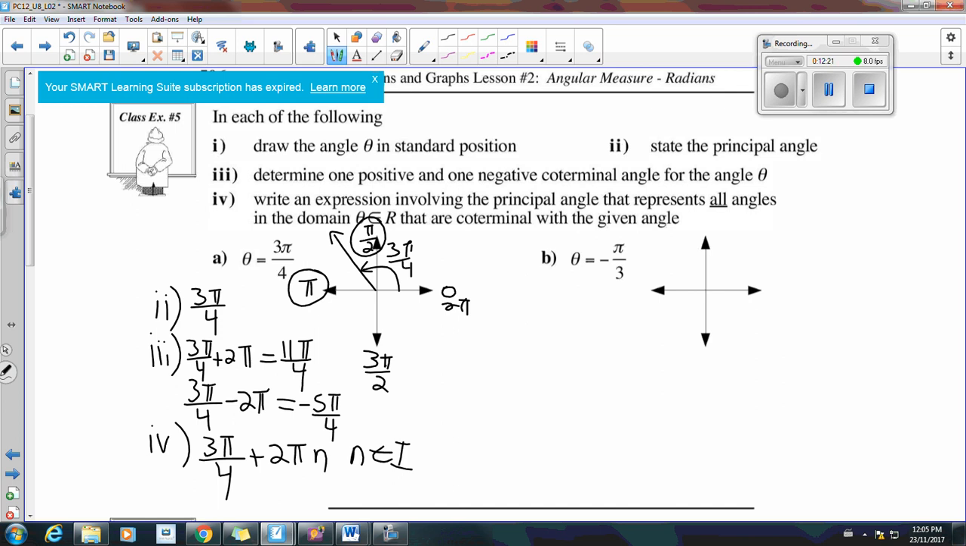Negative pi over 3. Well, this tells us we're going to go 1/3 of the way around half the circle. Remember, pi is half the circle, so 1/3 of the way around half the circle. But we need to go clockwise, so that's going to put us here. This is the angle negative pi over 3.